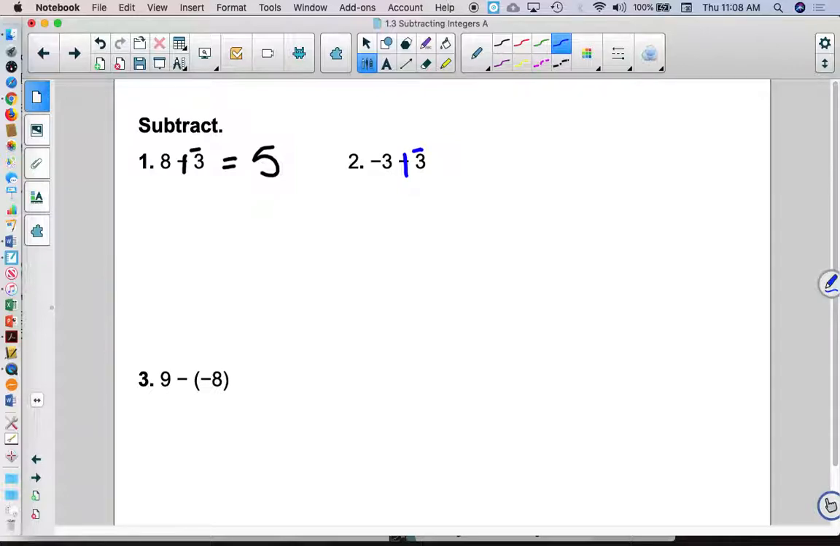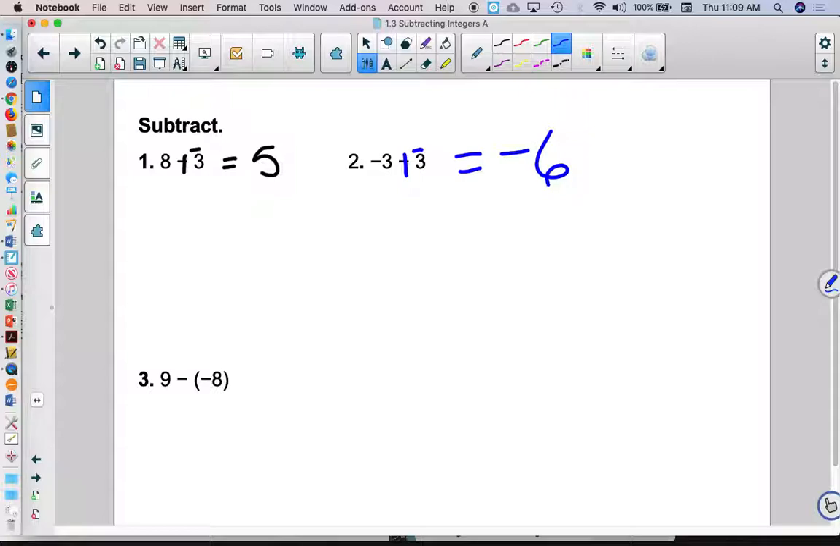Negative 3 plus negative 3 is? 0. Negative 3 plus negative 3 is, say it again. Oh, you said it right a few minutes ago. Negative 3 plus negative 3, Chloe. Negative 6.